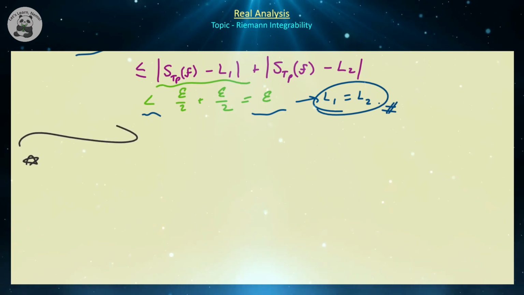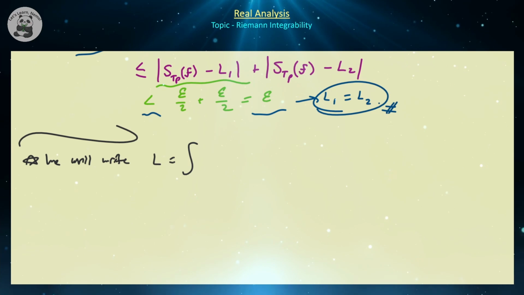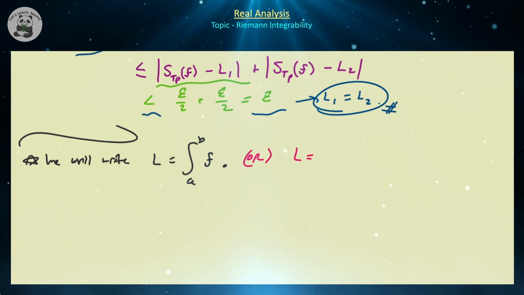So from here on, now that we have uniqueness, we will write this unique value L to be equal to this fancy little S symbol, lower bound A, upper bound B, so that's the boundaries of our integral, and then f. So that's the integral of f from A to B, and you may even see some people write L to be equal to the integral from A to B.